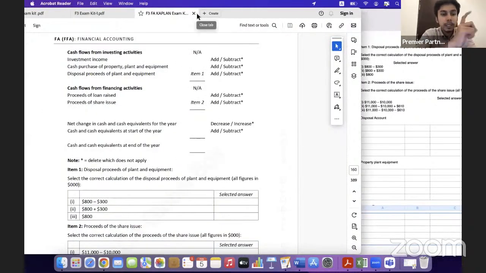And now guys, when compared to the last question, there are some new things. Here, can you see? Right. Disposal proceeds, item number 1. So they want you to show how you got this answer. Now disposal proceeds, you can do the disposal account, but then you have to show the examiner how you got that answer. Item number 1, select how you got the answer, then it will get updated here. Proceeds of share issue.